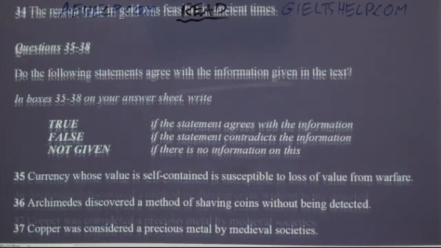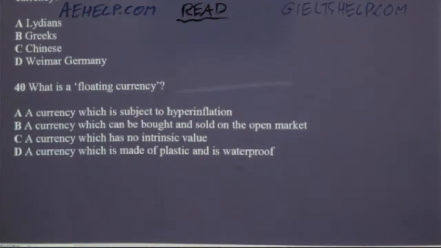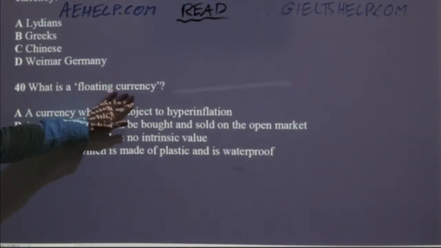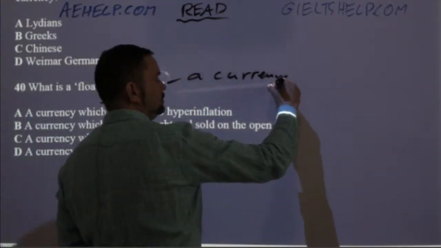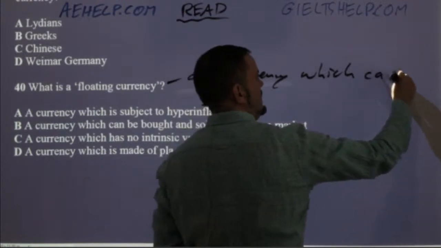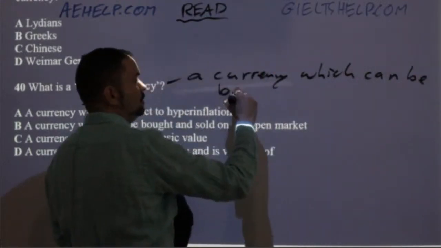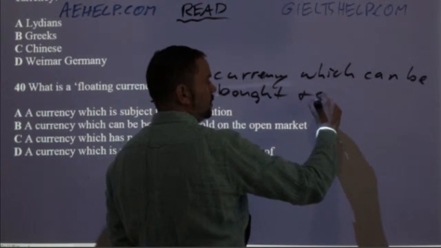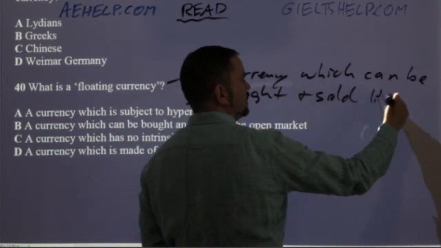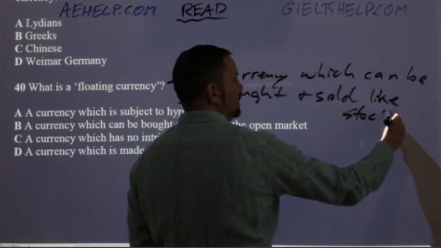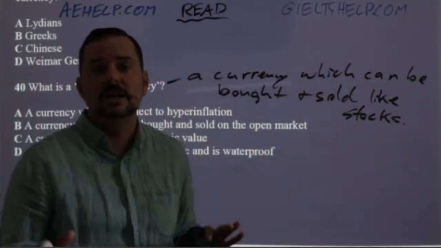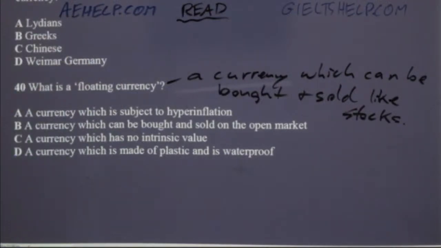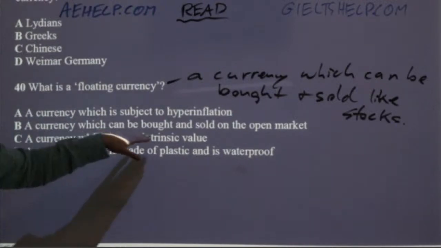All right. And the very last question, what is a floating currency? I remember that it's a currency which can be bought and sold like stocks. Everybody remembers that? Floating, that word floating. You can buy it, you can sell it on the Forex. Good. So a currency which is subject to hyperinflation. A currency which can be bought and sold on the open market.